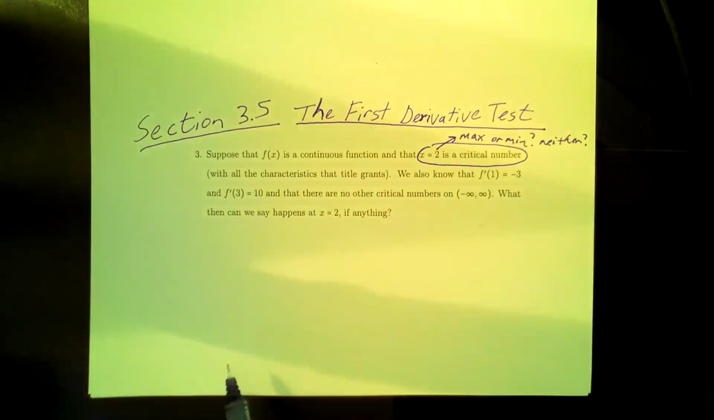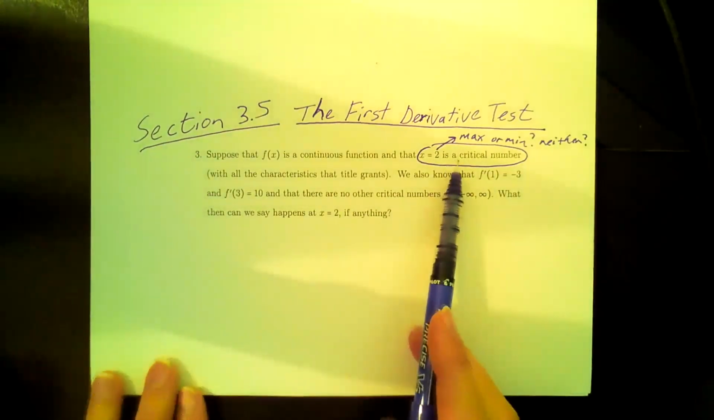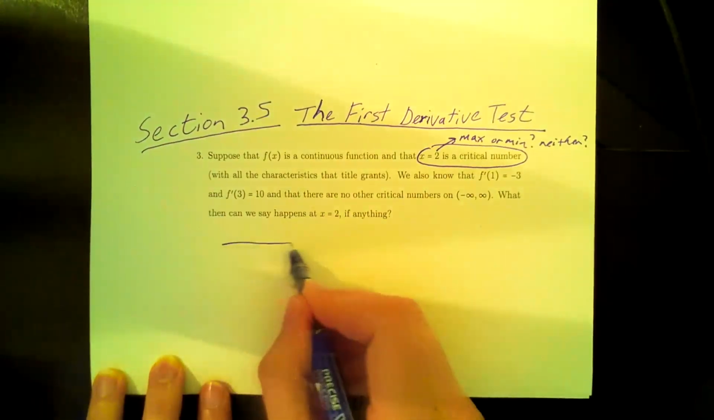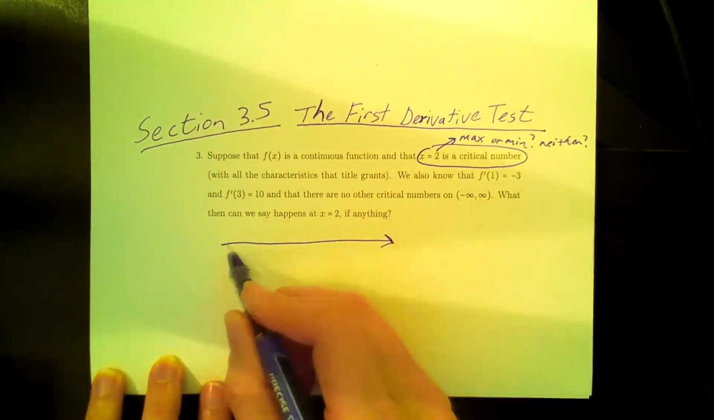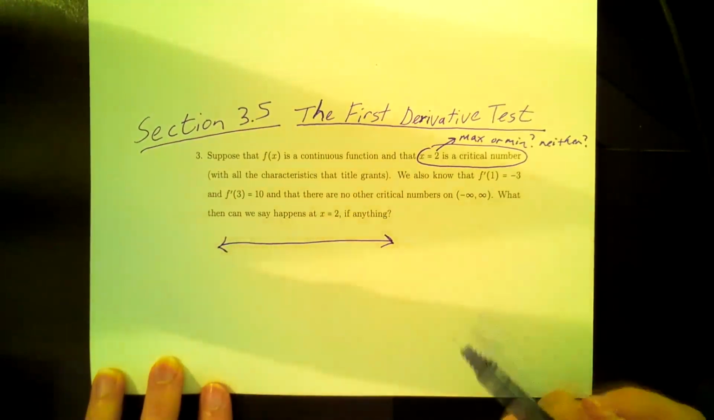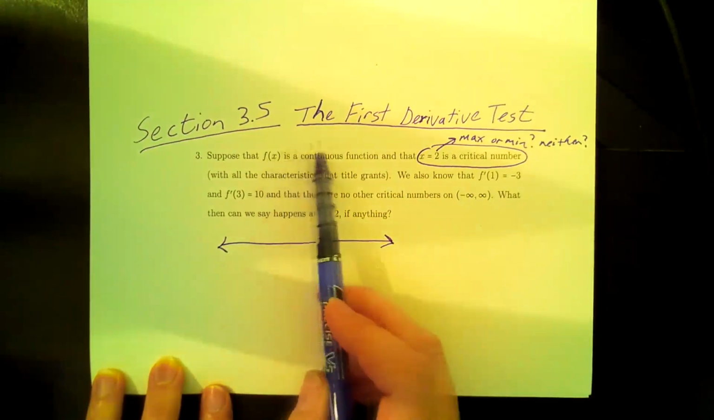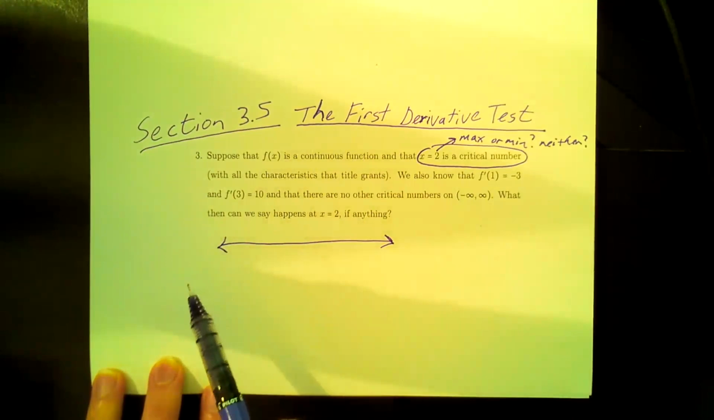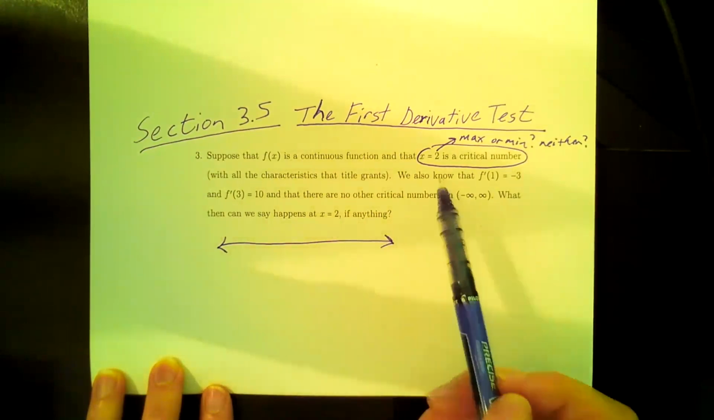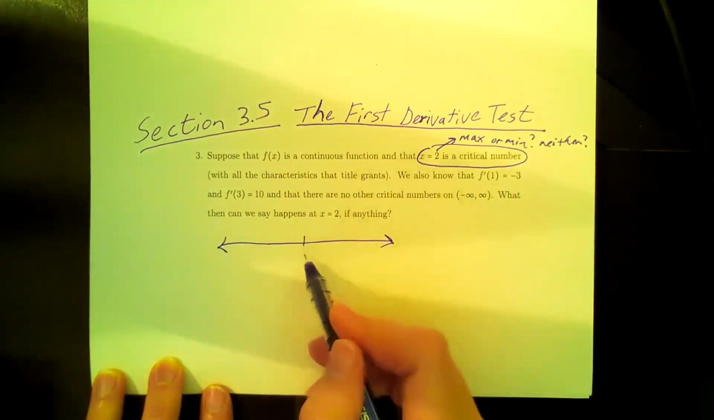In this case, since they give us a critical number, they're really wanting us to check whether it's a max or a min. Now, in this particular case, they did not tell me what my original function was. They did not say f of x equals blah, blah, blah. And they also didn't tell me the derivative either. They didn't say f prime of x equals blah, blah, blah. They gave me data. They said x equal 2 is a critical number.